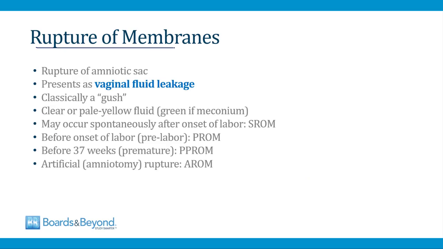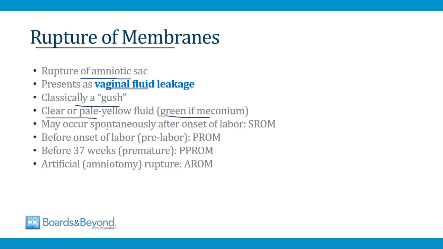Let's talk about rupture of membranes. This refers to rupture of the amniotic sac. This presents as vaginal fluid leakage. Classically, women will feel a gush of fluid when the membranes rupture. The fluid is usually clear or pale yellow. However, if meconium has passed in utero, then you can see green fluid when there's rupture of membranes.